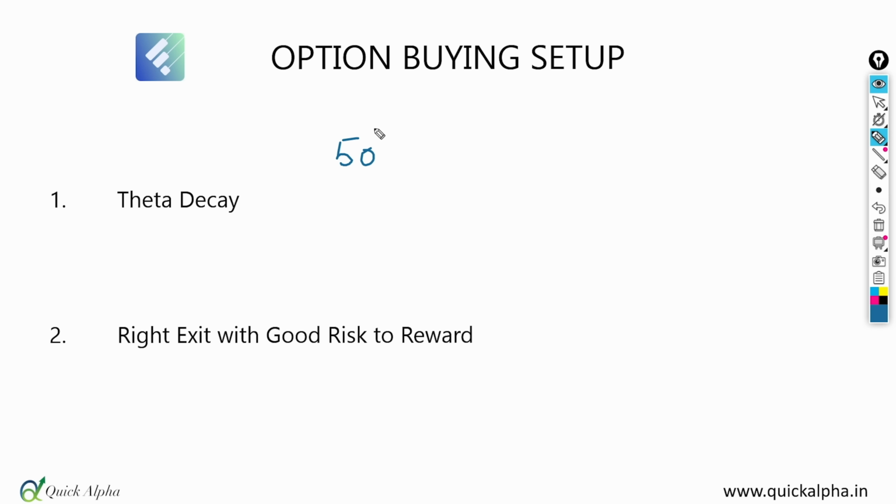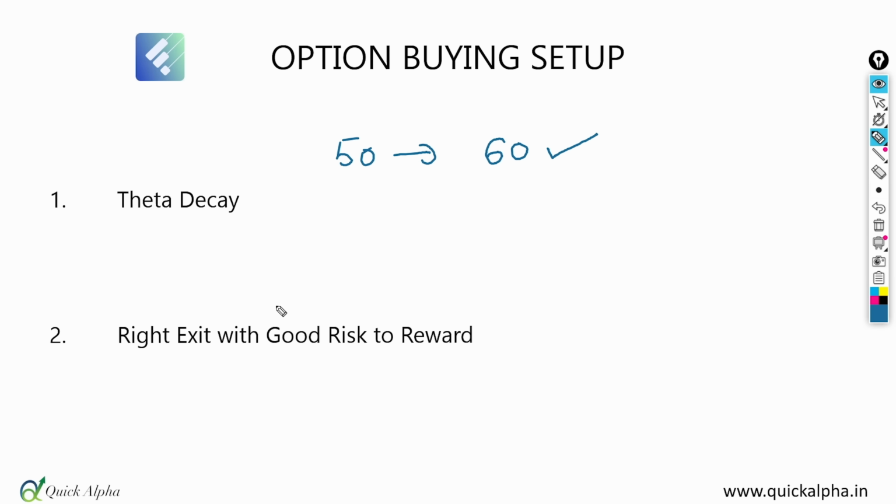So if the option is trading around 50 rupees, we will wait for the option to cross 60 rupees. We are not going to randomly enter into the option. We'll wait for it to cross 60 rupees and only then are we going to take the entry.